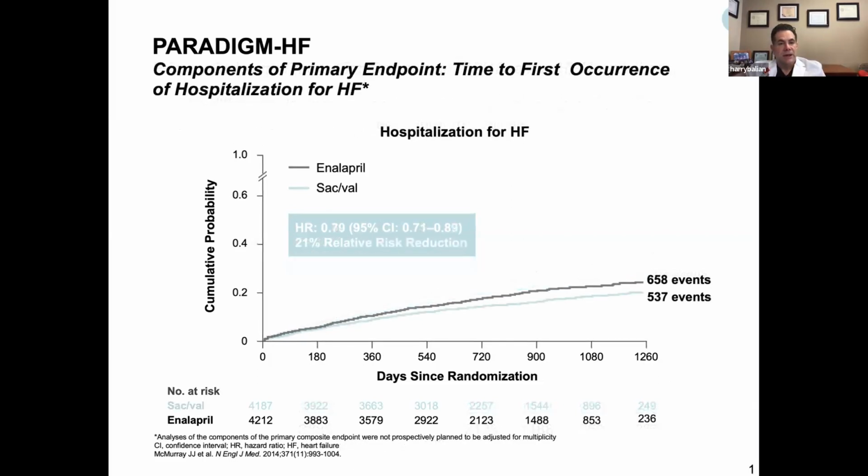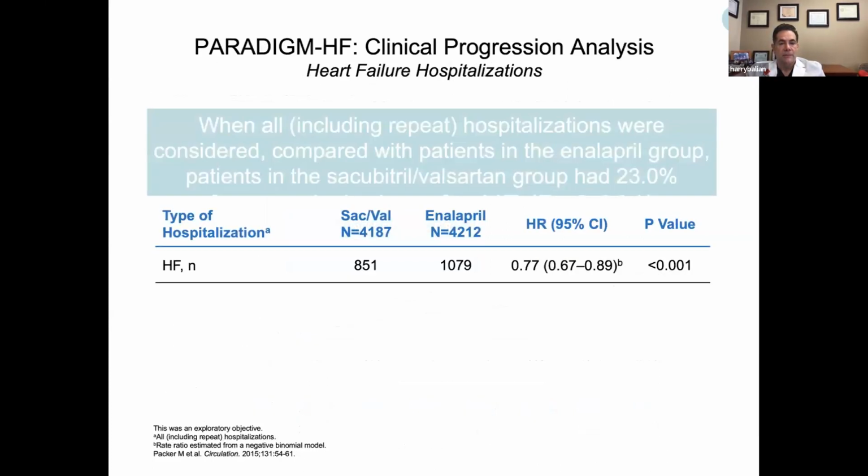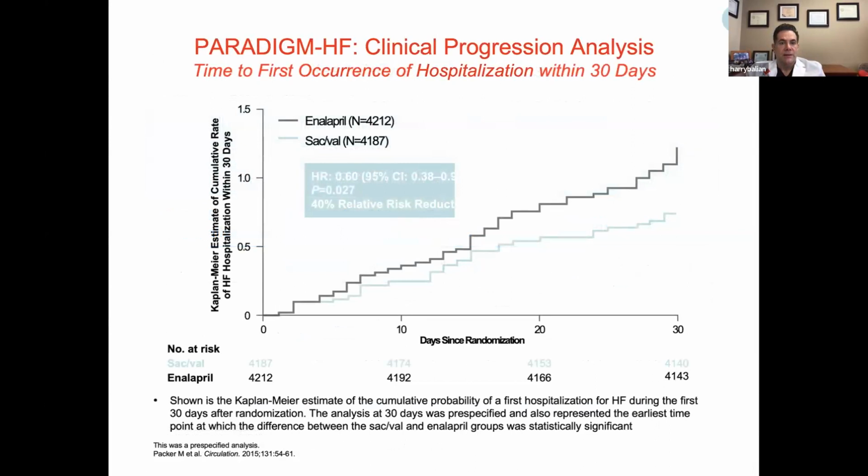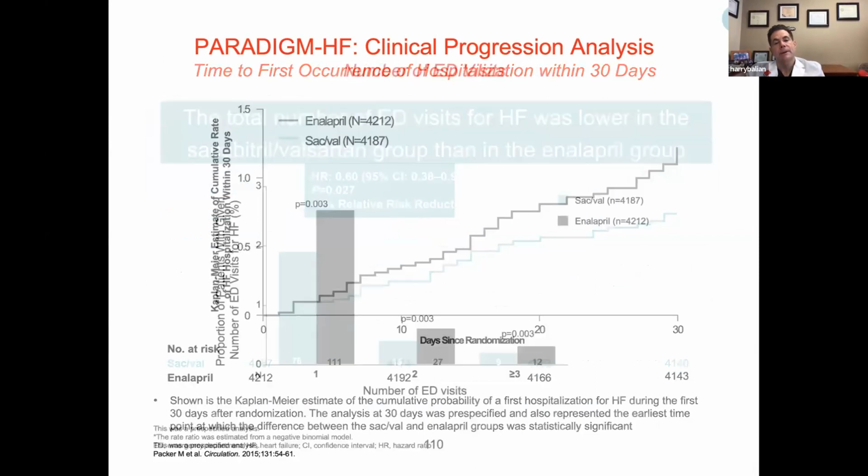And this is the PARADIGM-HF study that looked at Entresto versus ACE inhibitor in treatment of heart failure and hospitalization for heart failure. In the clinical progression analysis, the time to first occurrence of hospitalization within 30 days was lower in the Entresto arm versus the ACE inhibitor arm.